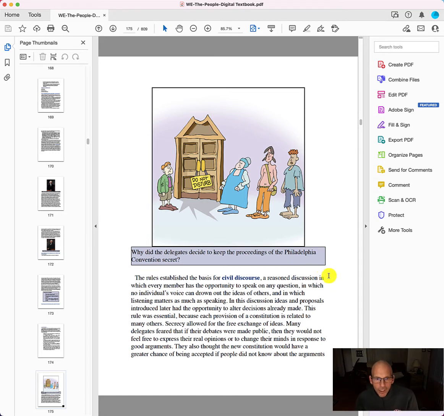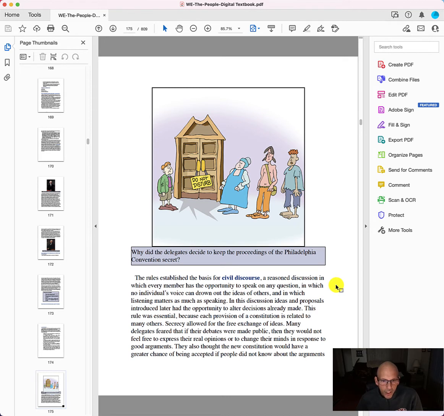The rules establish the basis for civil discourse, a reasoned discussion in which every member has the opportunity to speak on any question, in which no individual's voice can drown out the ideas of others, and in which listening matters as much as speaking. In this discussion, ideas and proposals introduced later had the opportunity to alter decisions already made. This rule was essential because each provision of a constitution is related to many others.